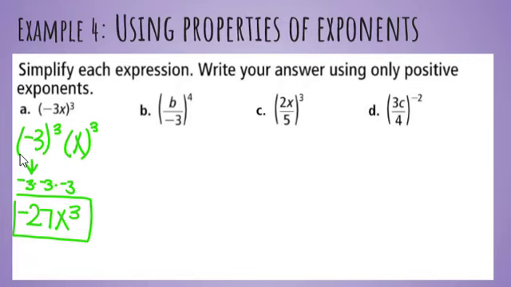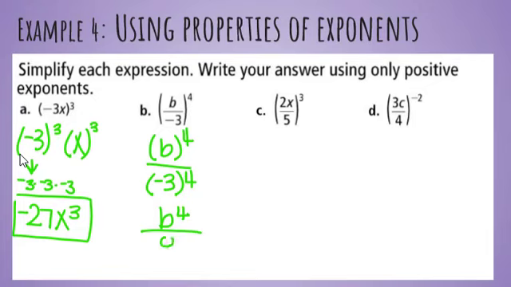For the second one, we have the quotient. So we have b over negative 3 to the 4th power. Again, you apply the 4th power to both the b and to the negative 3. So b to the 4th power is going to stay b to the 4th power. And then in the denominator, you have negative 3 times negative 3 times negative 3 times negative 3. Because this exponent is even, all the negatives are going to cancel out. So 3 to the 4th is going to give us 81. So our answer here is b to the 4th over positive 81.